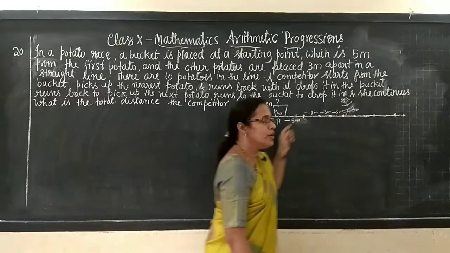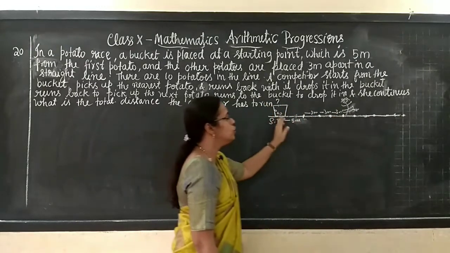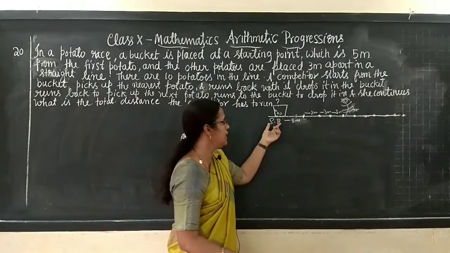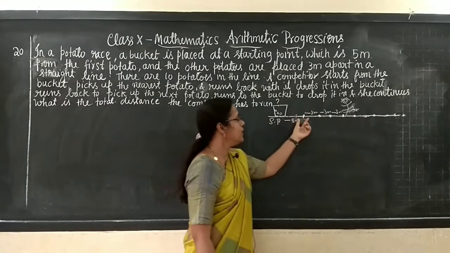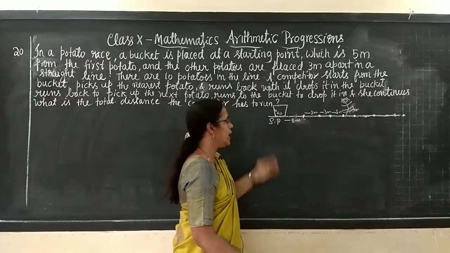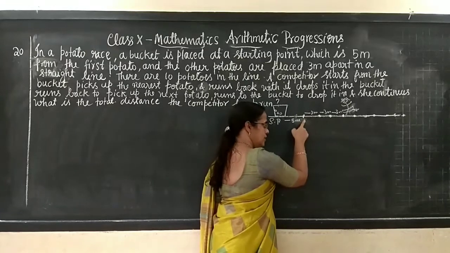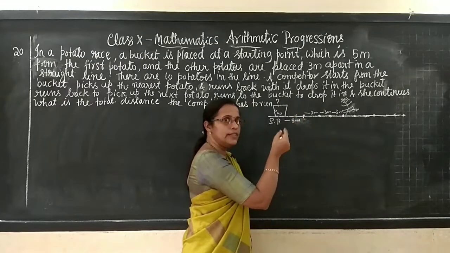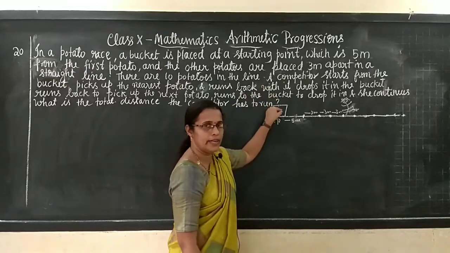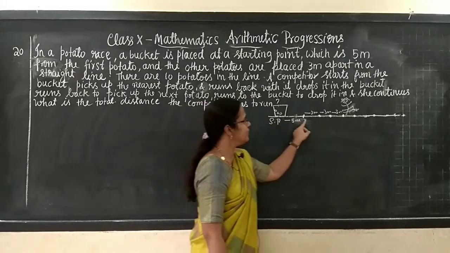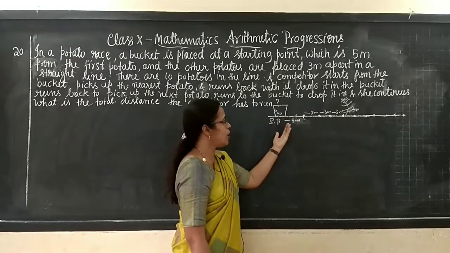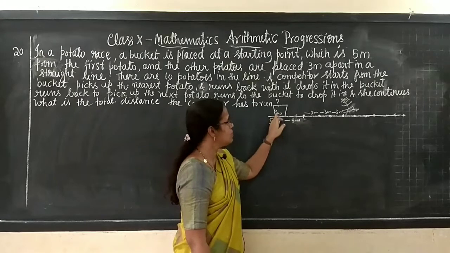Is it okay? So now what happens? What should that girl do? She should start from the starting point, from the bucket. She has to pick the first potato, then run back. So 5 meters she has to run to take the potato, then she has to come back and put that potato in this bucket. That means 5 meters while going and 5 meters while coming back. Right? Then in the next round, she has to run from the start again.